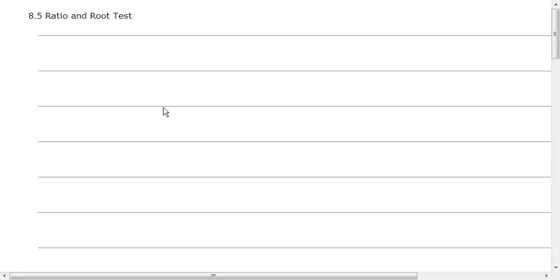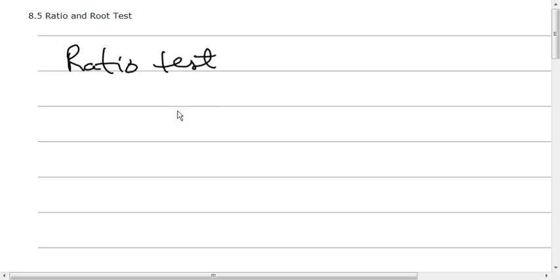Section 8.5, root and ratio test. These are two more tests for testing for convergence or divergence in a series. They aren't really related to each other except that they both start with R, and they're both discussed in section 8.5. So let's start with the ratio test.